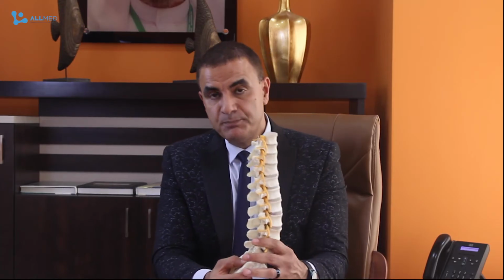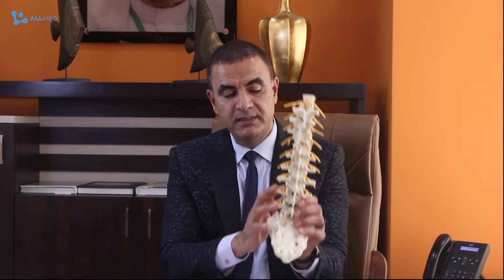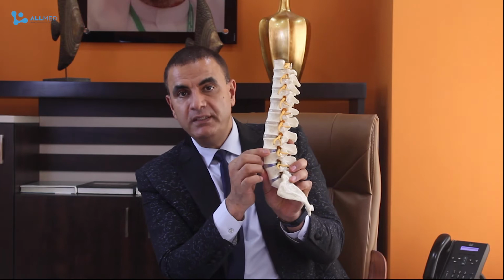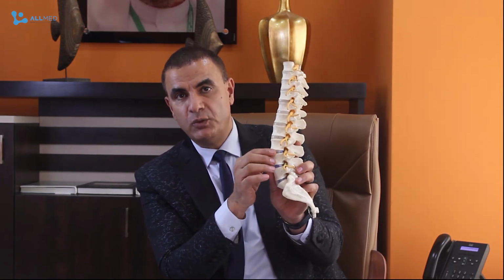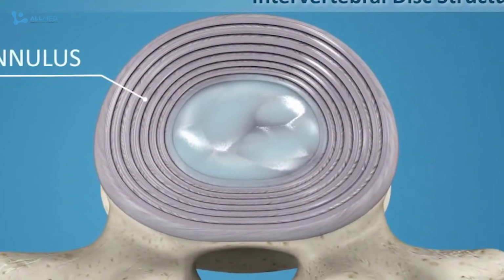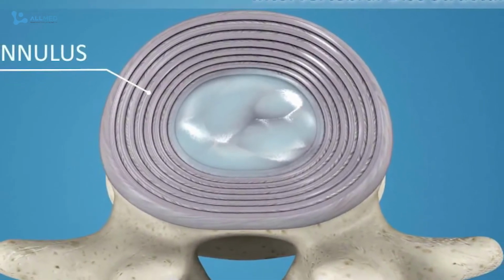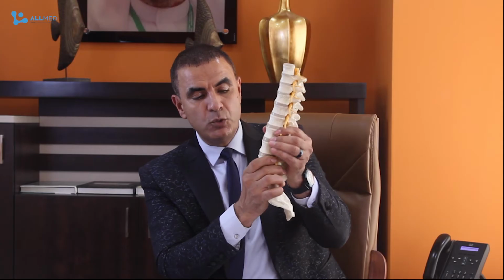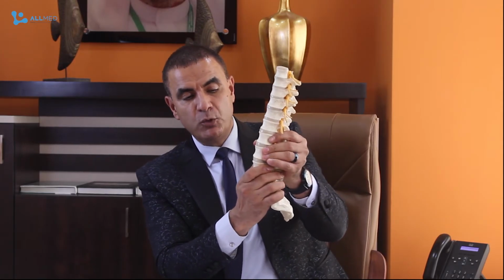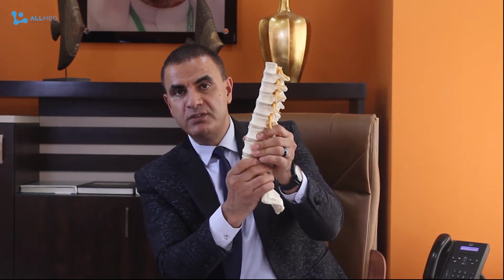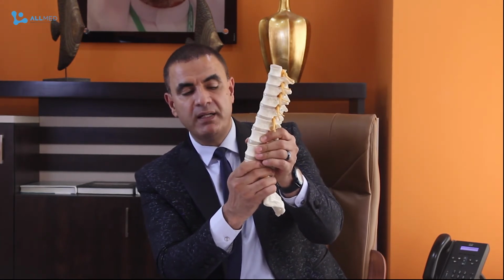Now, the next pain generator that we're going to talk about is the disc pain. The disc is essentially, I always describe it as a donut. It has fibers on the outside. It has a nucleus that is filled with gelatinous material. It is essentially a cushion that cushions the vertebral bodies. So basically it holds the weight of the body.